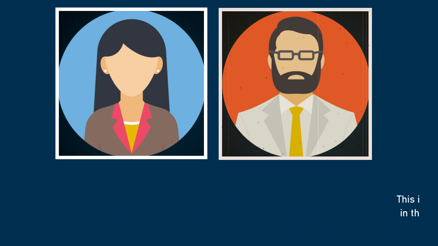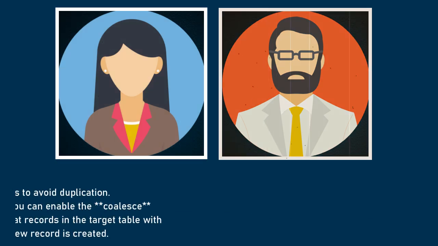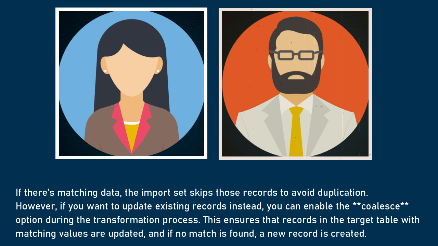Speaking of transformation, what happens if there's already matching data in the instance? So if there is matching data, the import set skips those records to avoid duplication. However, if you want to update existing records instead, you can enable the coalesce option during the transformation process. This ensures that the records in the target table with matching values are updated. And if there is no match, a new record will be created.